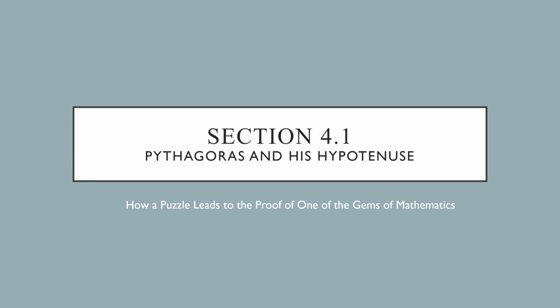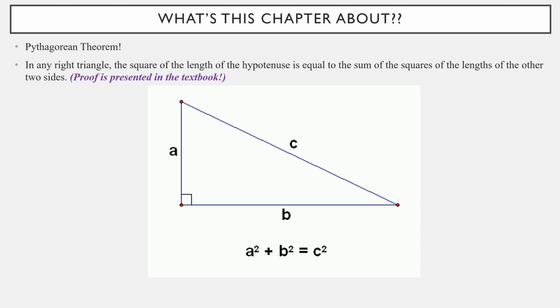Hi class. In this video, we're going to move into section 4.1 and talk about Pythagoras and his hypotenuse. This is just a quick introduction to what's called the Pythagorean theorem. That's what's going on in this chapter.